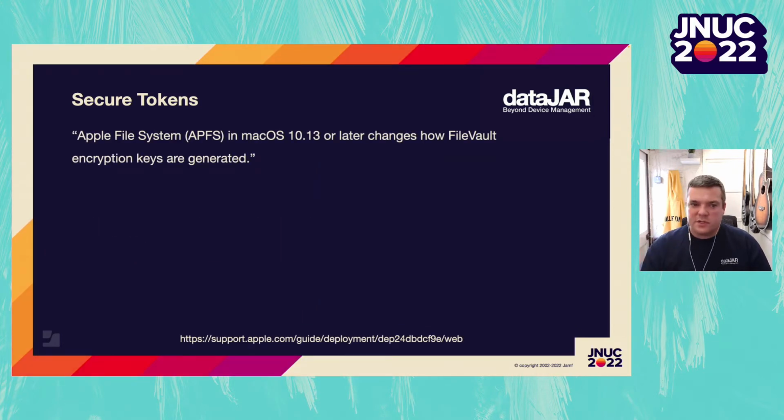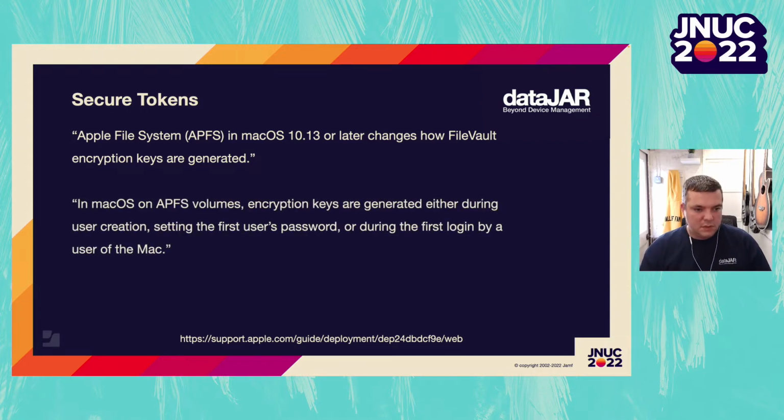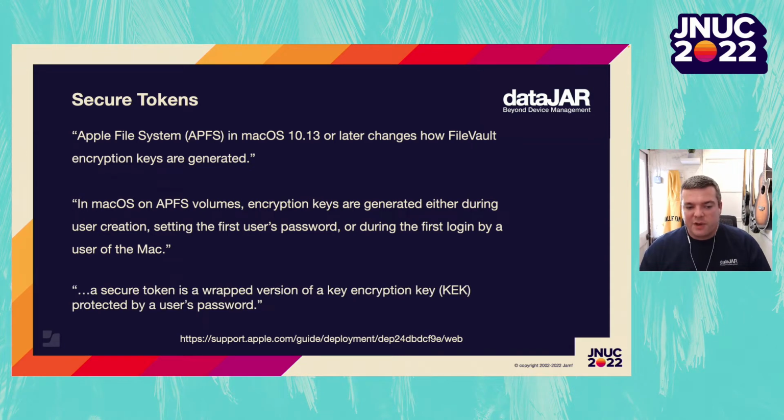So when it comes to secure tokens, they came about with Apple File System, APFS, in macOS 10.13. And with APFS volumes, encryption keys are generated either during the user creation, setting the first user's password, or during login of a user into a Mac. The secure token is wrapped. There's a wrapped version of a key encryption key. Now, I kept that in there in case anybody here has done ACTCs or anything like that. So you know your ticket granting ticket. It's that similar type of methodology, if that kind of helps you along with this.